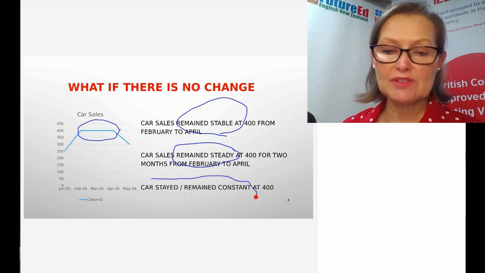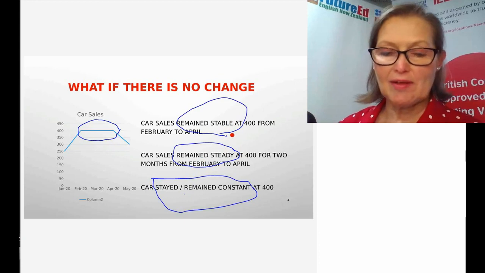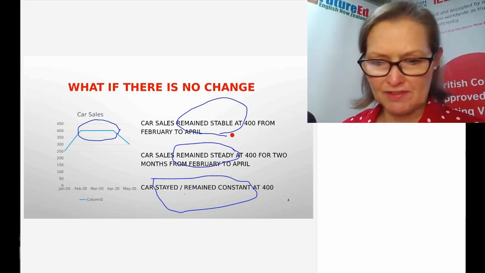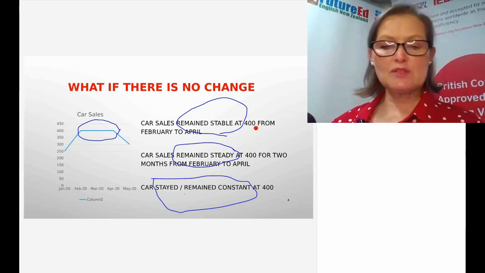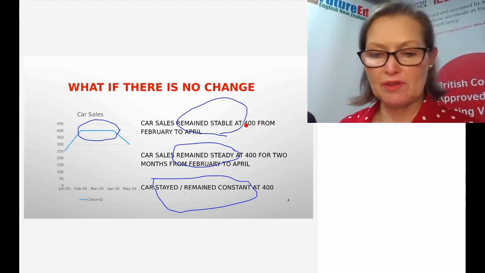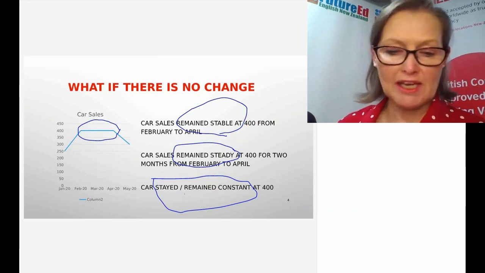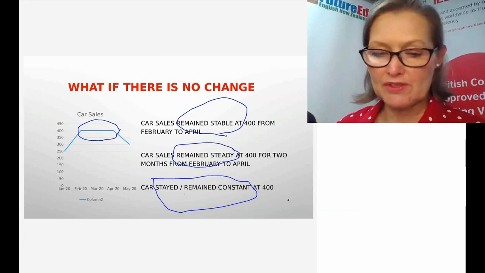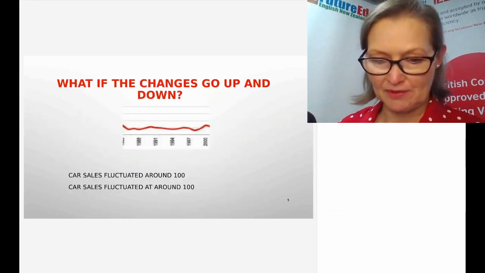And here I can use the verb stayed constant. But notice I haven't put it in front of stayed stable or stayed steady. It sounds better if I just use it with stayed constant. So just once again, pick one of those and use it again and again, get it fast and accurate.